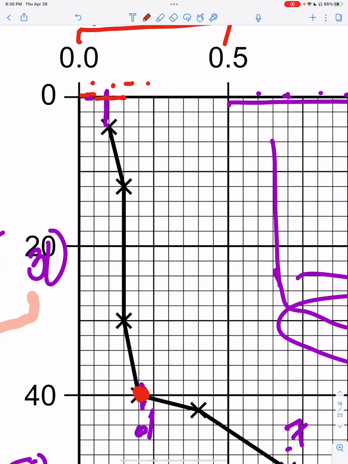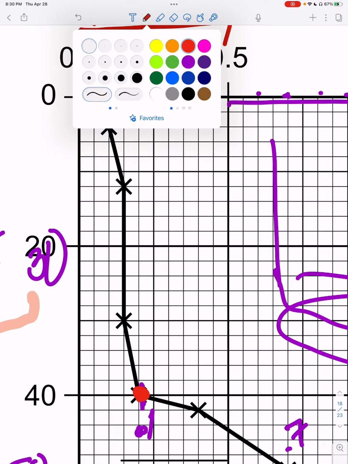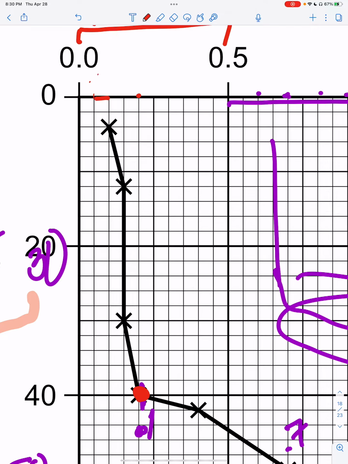0.1, 0.15, 0.2. I need to change that thickness. I don't like the way any of this looks. 0.25. That makes sense because if this is 0.25 and then I double it, I should get to 0.50. Hooray.